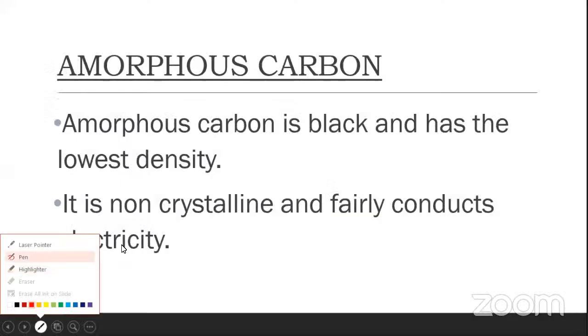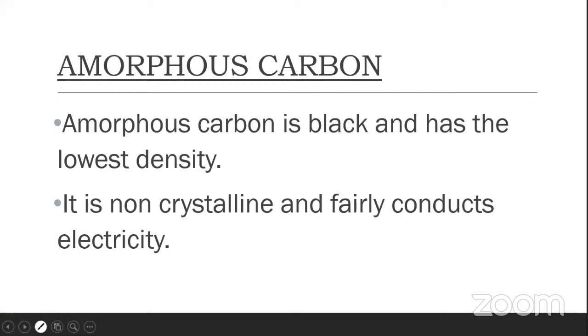is the allotrope that had remained, and we call it amorphous carbon. Amorphous carbon is black in color, and it has the lowest density. Remember, when we are looking at the allotropes, we say that diamond has got the highest density, followed by graphite. Now we have amorphous carbon, which has got the lowest density.